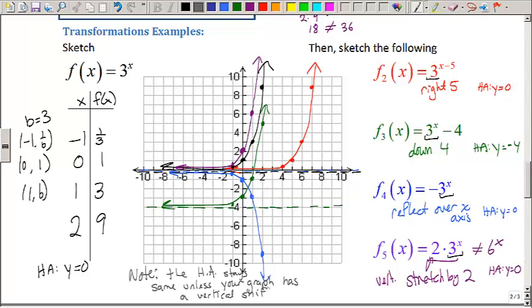If your graph has a vertical shift, your new horizontal asymptote is just going to be y equals the vertical shift. But all other reflections, stretches, horizontal shifts will all keep your horizontal asymptote the same at y equals 0, or the x-axis.